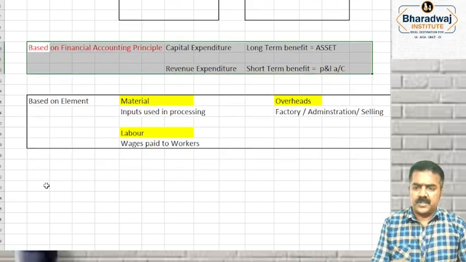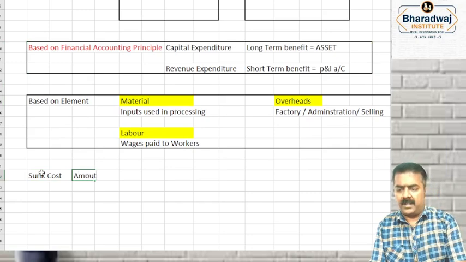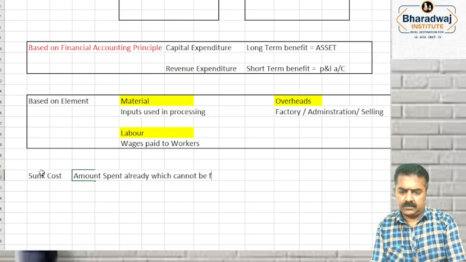There are other classifications also. Sunk cost. What is sunk cost? Amount spent already, which cannot be recovered and not relevant.